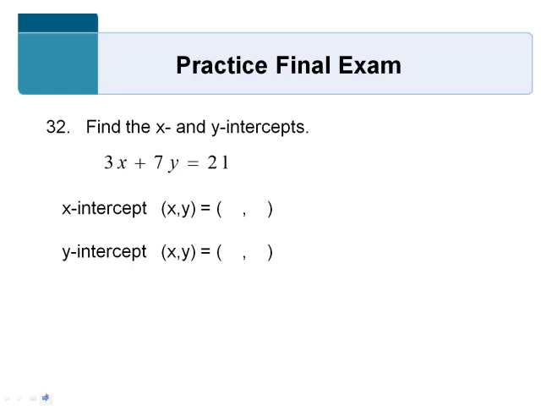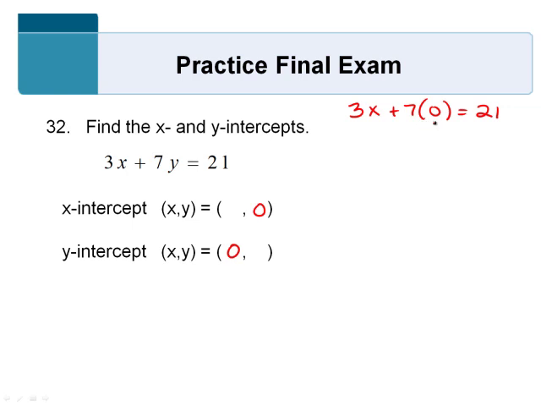Okay, number 32. Find the x and y intercepts. So 3x plus 7y equals 21. What you have to remember for the x-intercept is that y has to be 0, and for the y-intercept, x has to be 0. So if we plug in 0 for y into our equation, what you're going to have is 3x plus 7 times 0 equals 21.